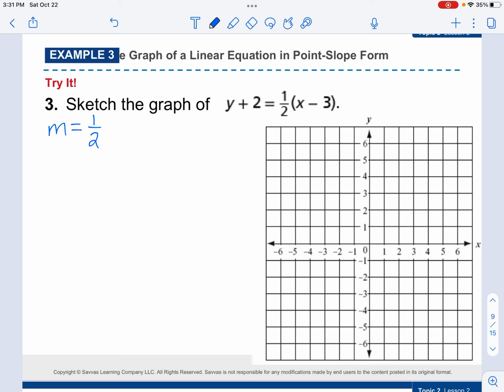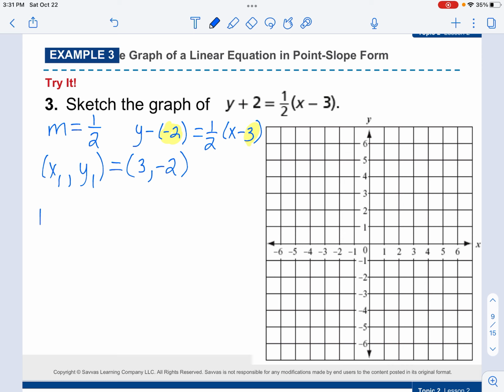And then the equation, I'm going to go ahead and rewrite it. So y minus -2 is going to equal a half. There's no way to rewrite x minus 3, so we'll leave it as that. You see that your x1 is just 3, and your y1 is -2. So 3, -2.